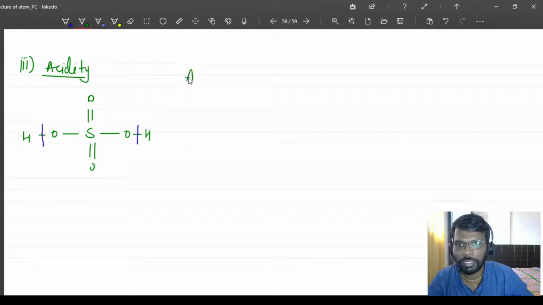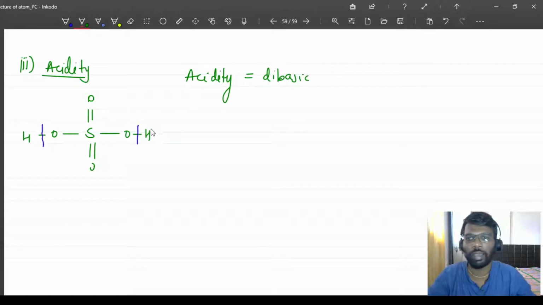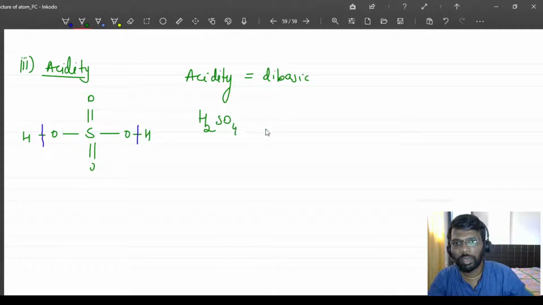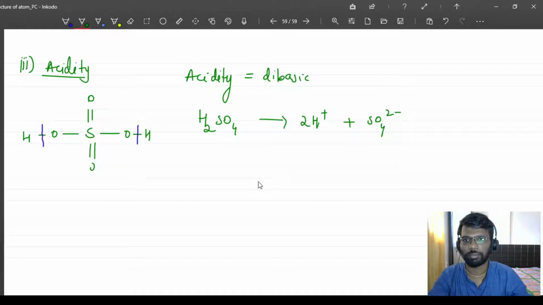So acidity is dibasic. Dibasic means we will require 2 moles of base to neutralize 1 mole of acid. Means we will require 2 OH minus ions to neutralize the 2 H plus which are generated. Basically, whenever it is H2SO4, we split this as 2H plus and SO4 2 minus. Right? This is what the acidity is.